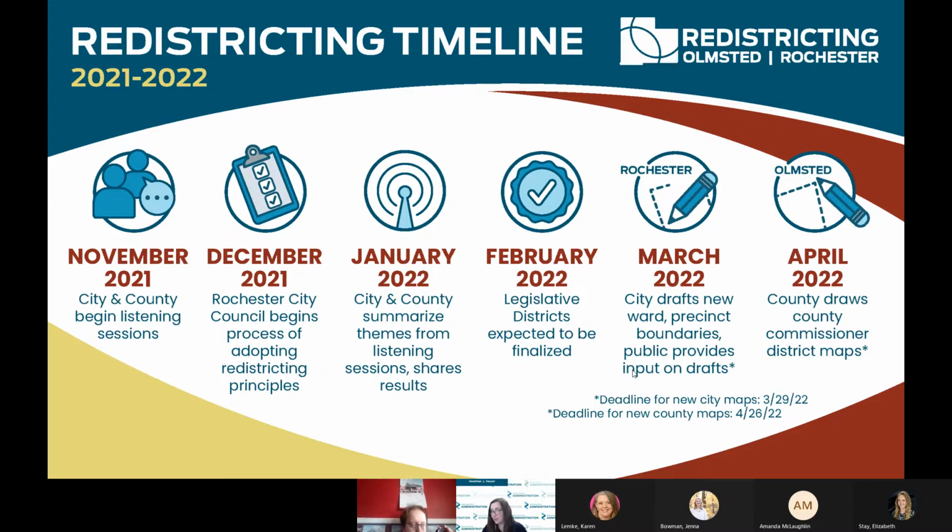So you can see this is actually a very short window, depending on if we get those maps on February 15th or February 28th, let's say, we only have 3 or 4 weeks to do the map drawing in Rochester, and then we turn it over and the county has about the same amount of time to do their map drawing. So speaking of precincts and wards, what the heck are they?